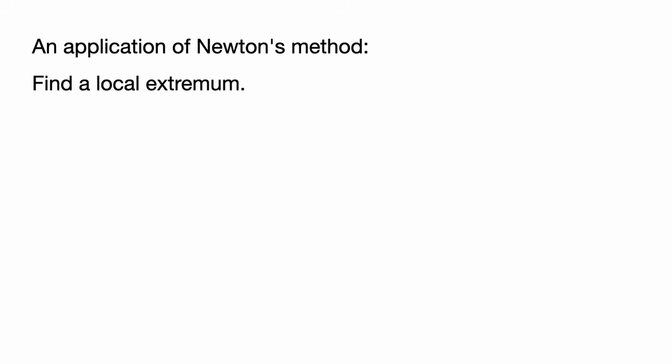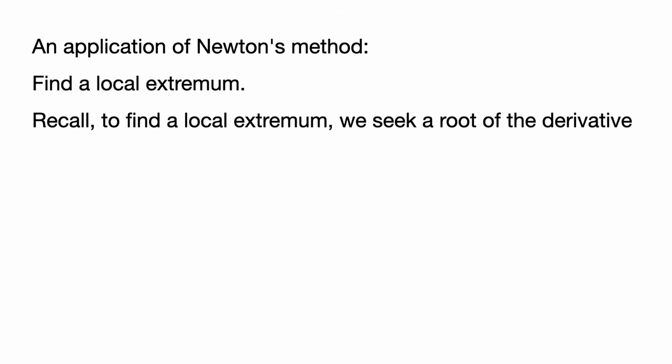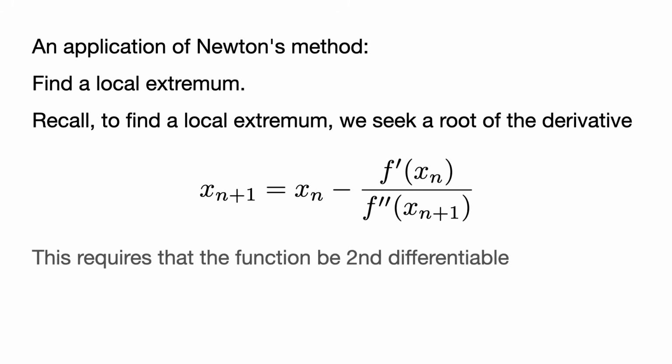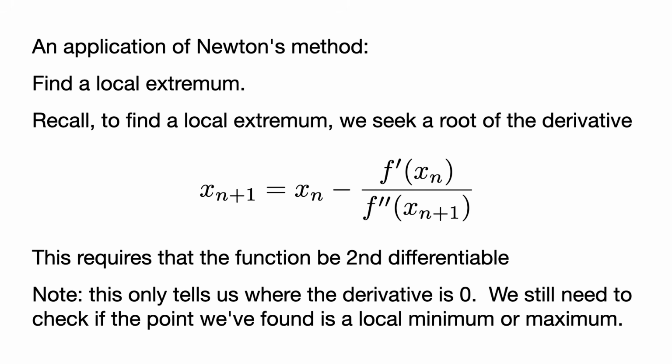One application of Newton's method is to find a local extremum. Well, how do you do that? Recall that if you want a local extremum, then you seek a root of the derivative. And so this is the Newton's update when you're finding a local extremum. It's x sub n minus the ratio of the first derivative to the second derivative. This requires that the function be twice differentiable. Note, this only tells us where the derivative is 0. We still need to check if the point we found is a local minimum or a maximum. You could do that by looking at the sign of the second derivative.